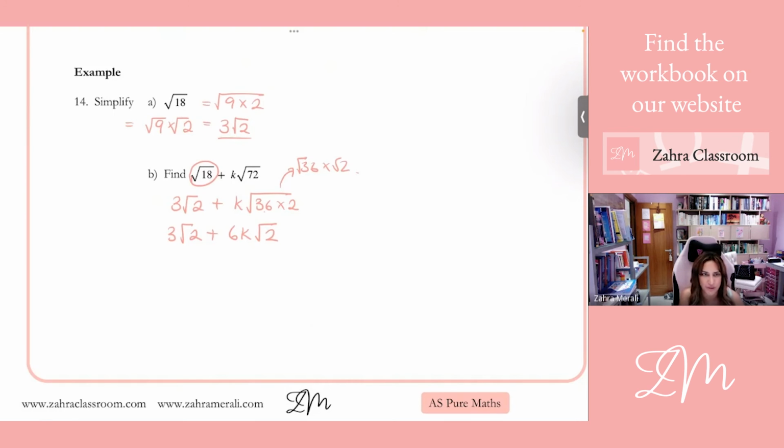But because we've got k there, I guess we could take root 2 outside a bracket and we get 3 plus 6k. I'm not quite sure why the k is there. So let's pretend the k is not there. And if we'd had root 18 plus root 72, you would get 3 root 2 plus 6 root 2, which is 9 root 2, which you'll also find is what your calculator will give you.